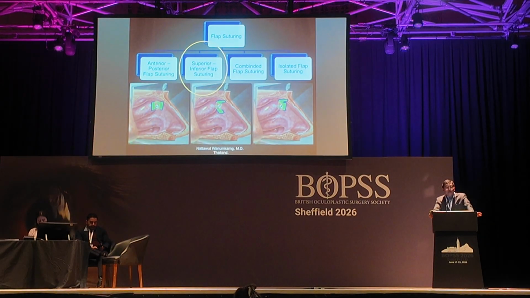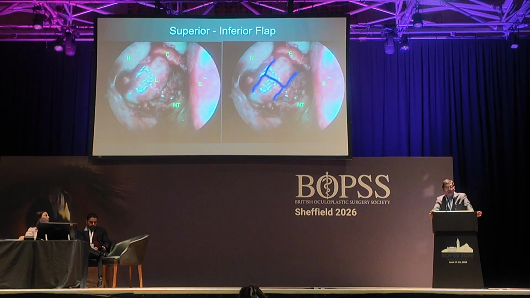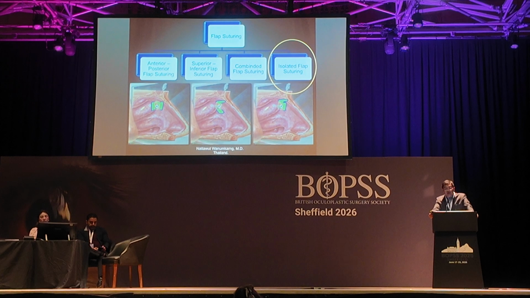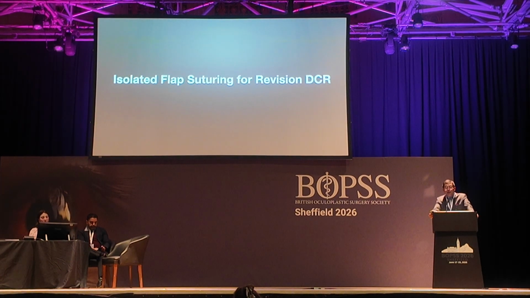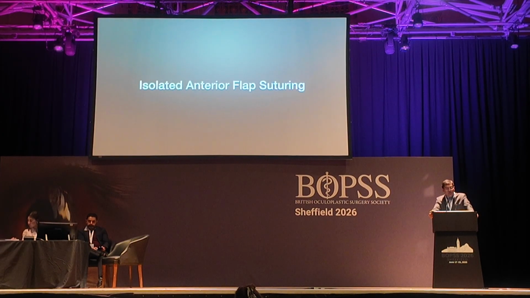The next one is the superior and inferior flap suturing. Sometimes we use the H flap and superior flap in difficult conditions like revision surgery. And the last one that I'm going to show you is isolated flap suturing. This one is cool and very practical for difficult cases and revision cases.